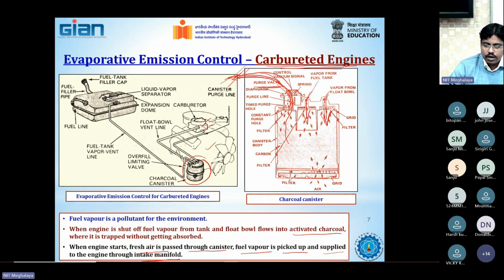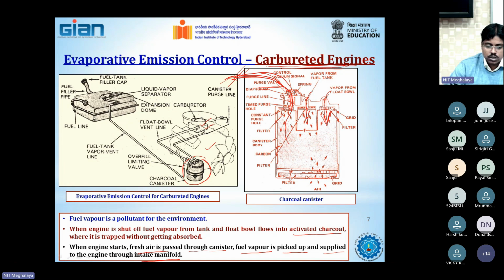There is also the evaporative emission control system. It is used both in carbureted engines and fuel injected engines. This is because fuel vapor is created not only in the fuel tank but also in the fuel float chamber, which is connected with a carbureted engine. Because of the engine heat and movement of the gases, vapors are formed, and if these vapors are released into the atmosphere, it is pollution and also a loss of your money.